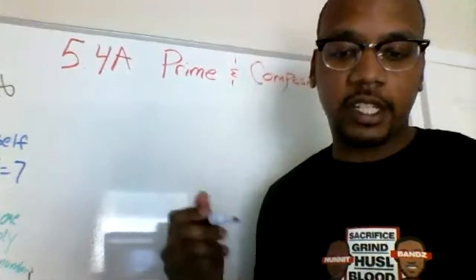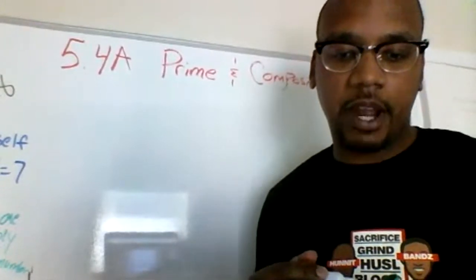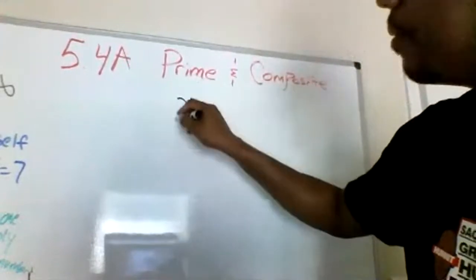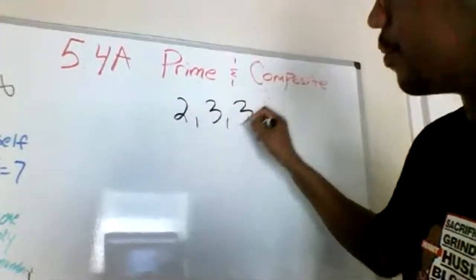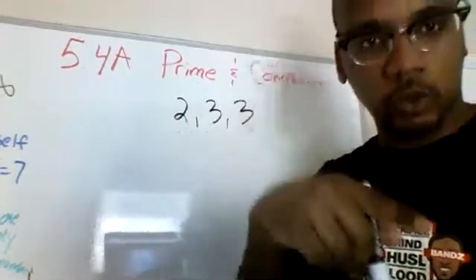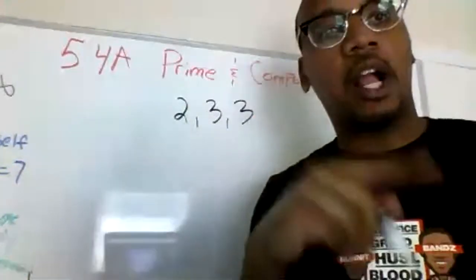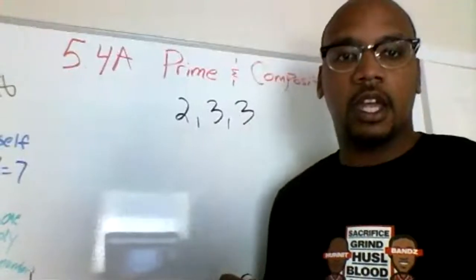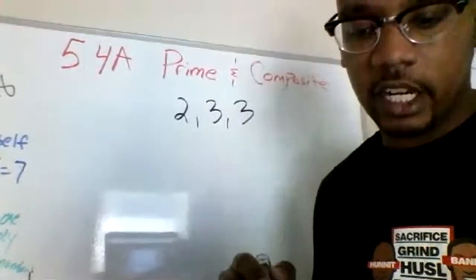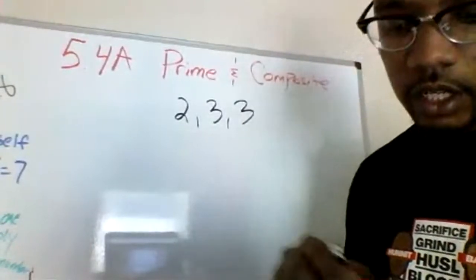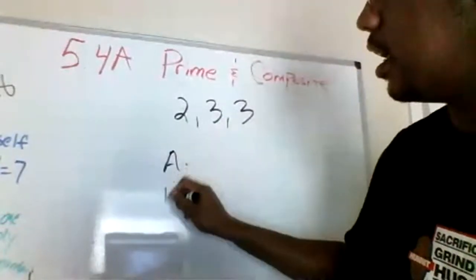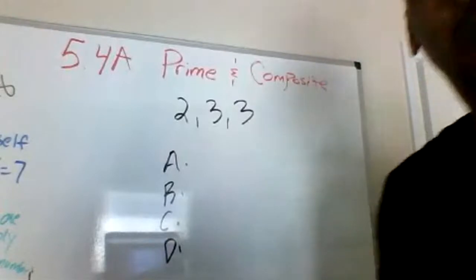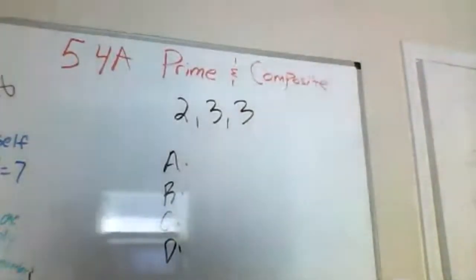Number 4, which composite number has the following prime numbers? So the prime numbers are 2, 3, and 3. 2 is prime, 2 times 1. 3 is prime, 3 times 1. And another 3 is prime. All right? So it says, which composite number has the following numbers? A, B, C, or D? Hold on one second.